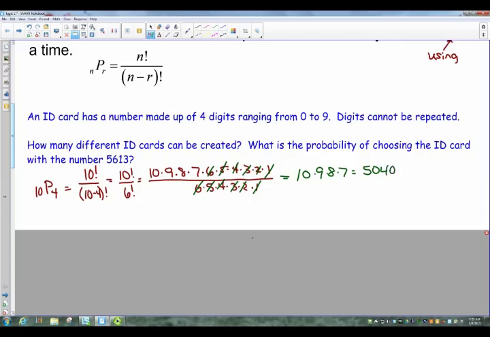Now that's the first part. Okay, the second part says what's the probability of choosing a card with 5613 as the number. Well, probability is the number of outcomes that you want over the total number of outcomes. Well, we want this one. If order matters, how many cards have 5613? Hopefully only 1. So the number you'd want would be 1, out of the total number, well, we found that. It's 5,040. So your probability is 1 out of 5,040, and there's your final answer.